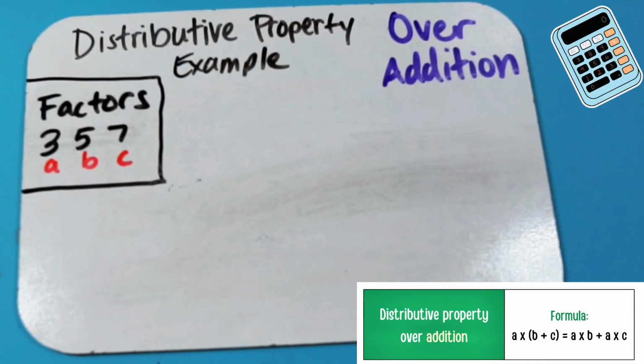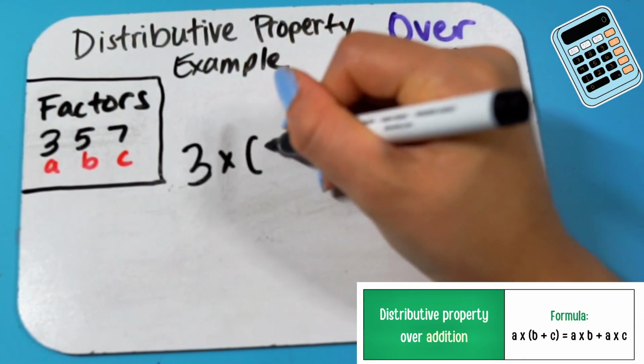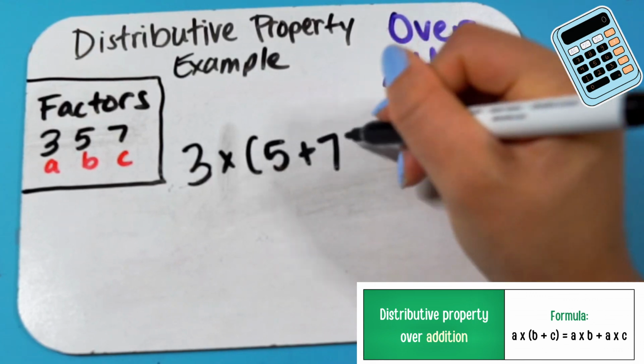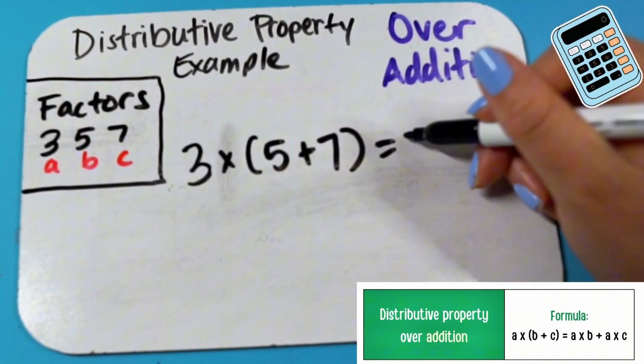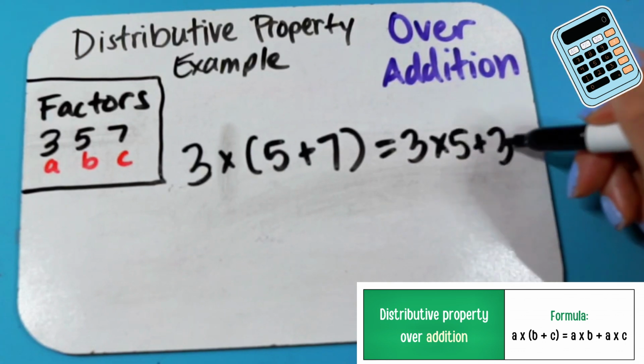For our next example, let's use the numbers 3, 5, and 7. So for our factors, 3 will be A, 5 will be B, and 7 will be C. Utilizing our formula for distributive property over addition, we're going to do 3 times (5 plus 7) is equal to 3 times 5 plus 3 times 7.